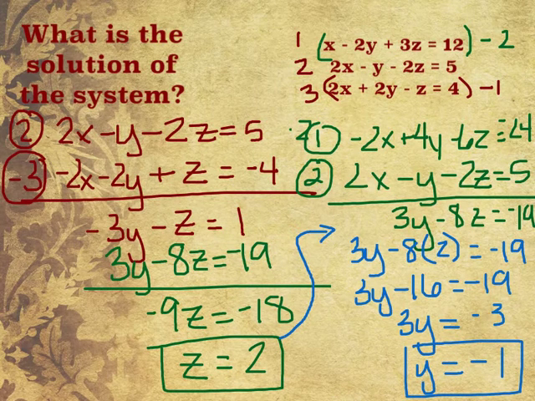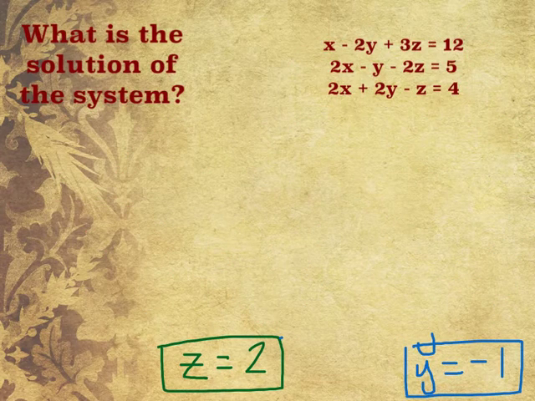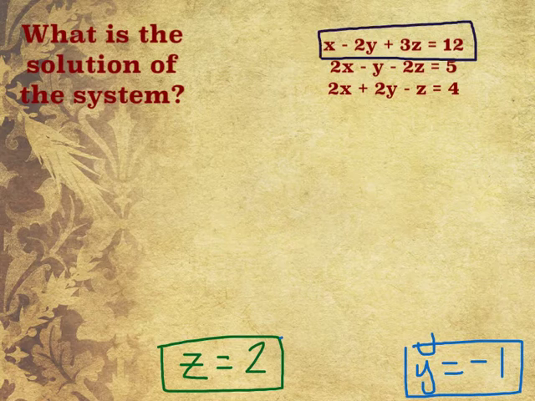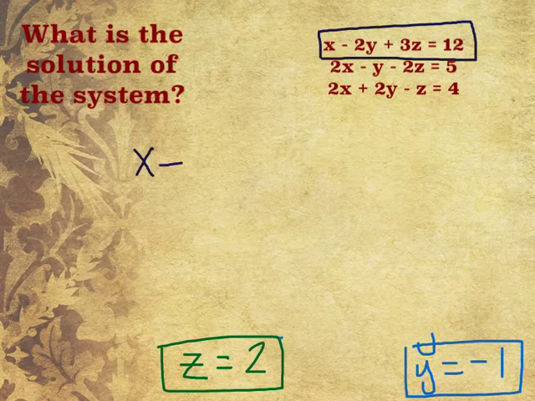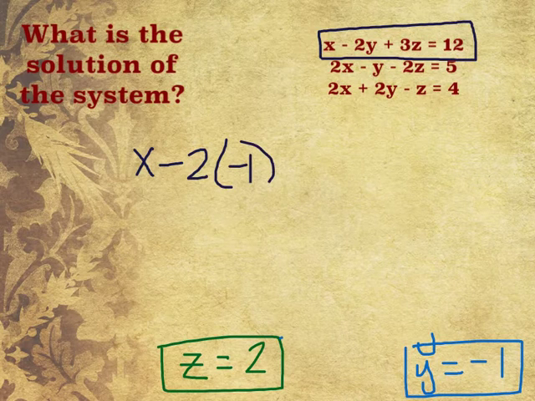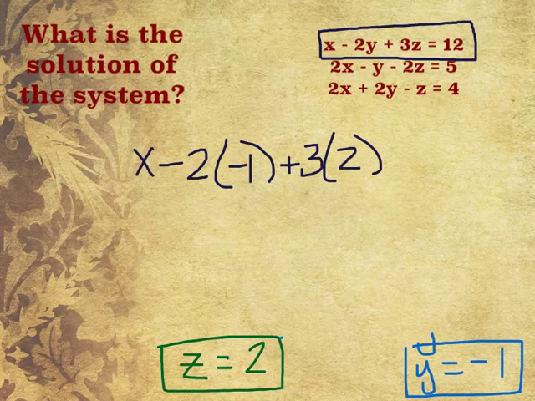I'm going to go ahead and erase some of this work here. And so now we have z and we have y. So I'm going to pick one of my original equations, and I want to plug in my y and my z to figure out what my x is. So x minus 2, my y is negative 1, times negative 1, plus 3, my z is 2, so times 2, equals 12. Now we can solve that out.